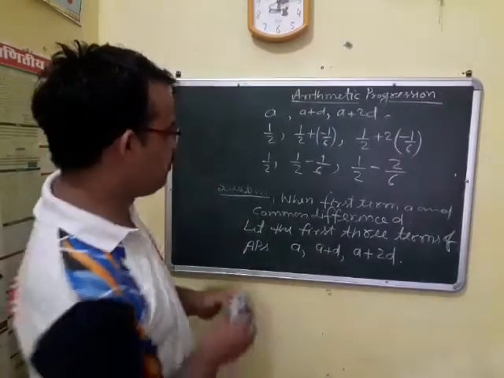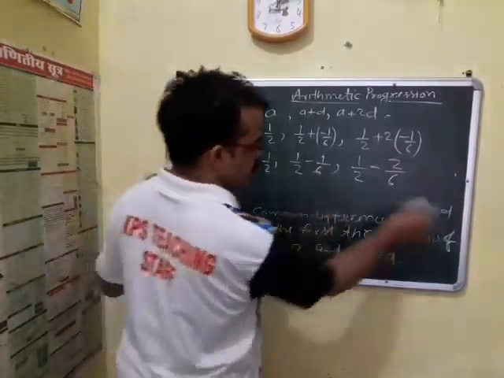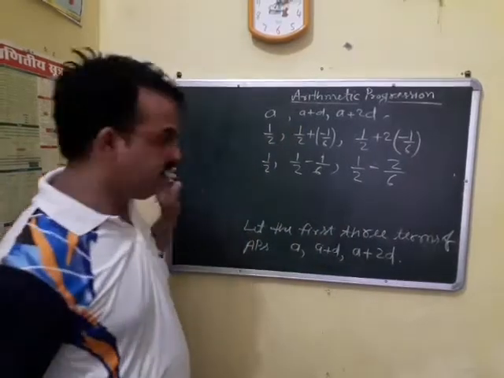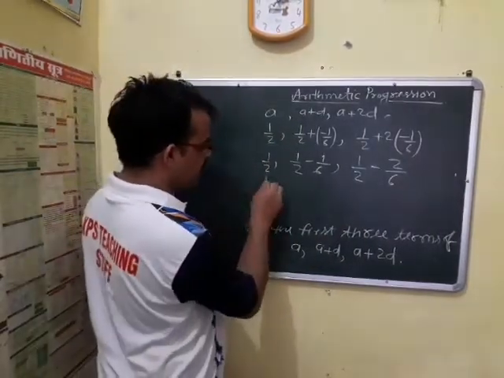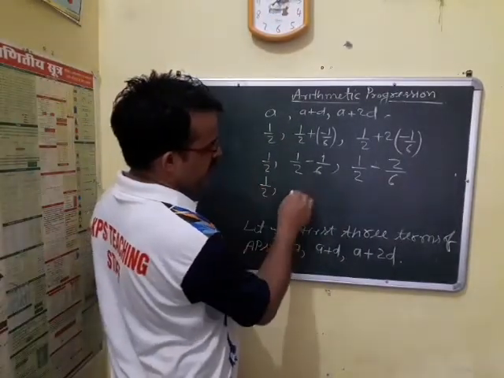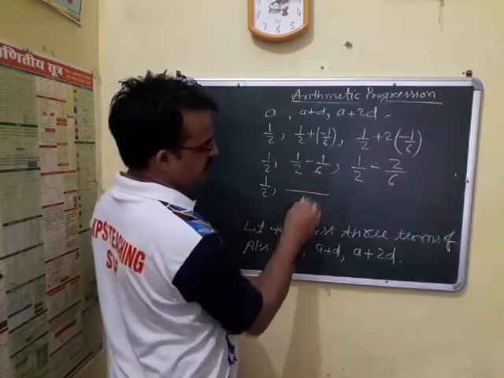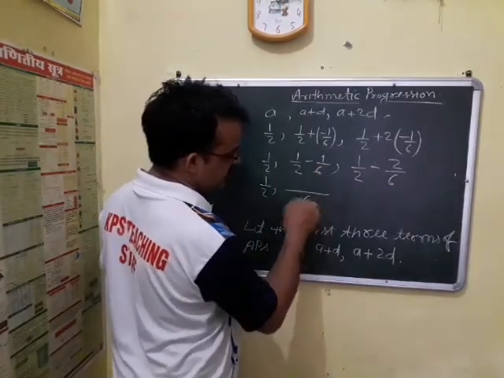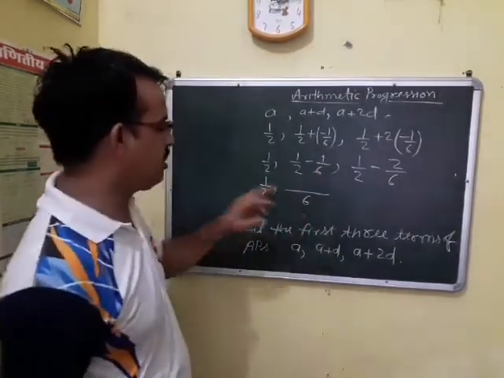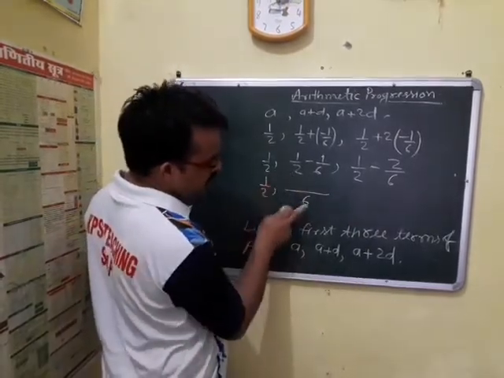Now look here. First term is 1 by 2. Is it clear? And this one here, LCM, we get here 6. LCM here is 6. And right now 2, 3 is 6.